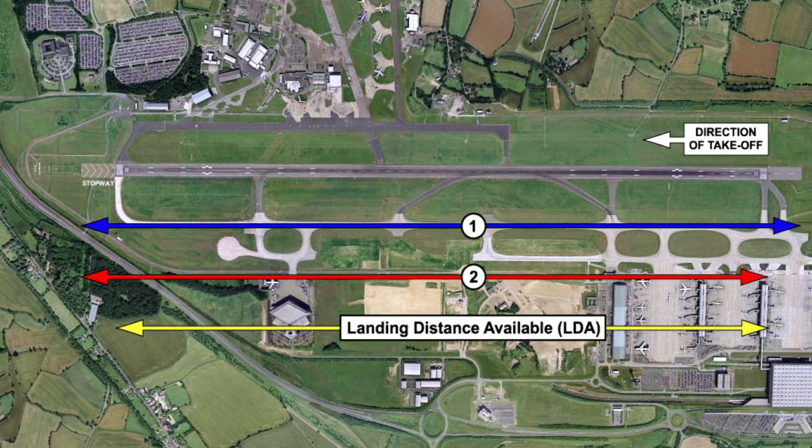The landing distance available is represented by distance number 3. You may recall that the landing distance available stretches from one threshold to another. There is no other distance that is allowed to be used for landing. Even stopways are not permitted to be used. They were only to be used in the event of an abandoned takeoff.